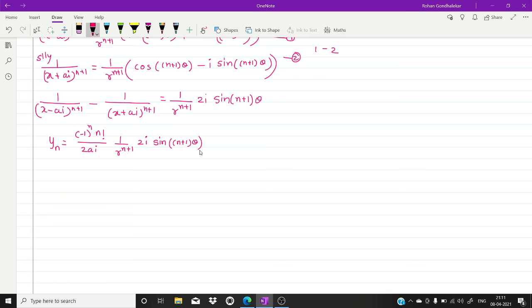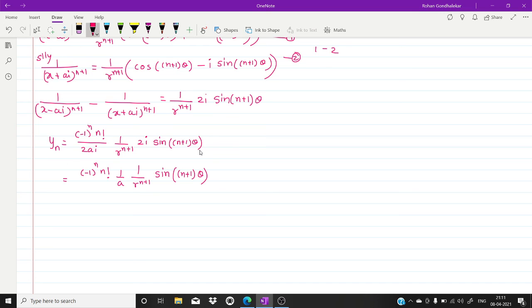Is this okay? Yeah. Now see, there is a term 2i in the denominator and 2i in the numerator, so just remove that term. So we have minus 1 raised to n into n factorial into 1 upon a into 1 upon r raised to n plus 1 into sine of n plus 1 theta.